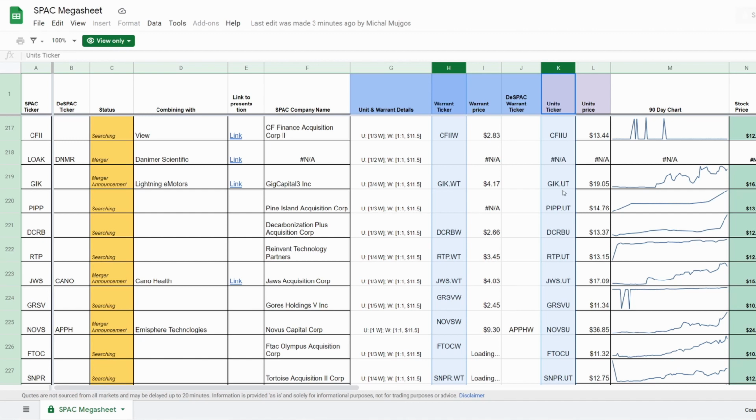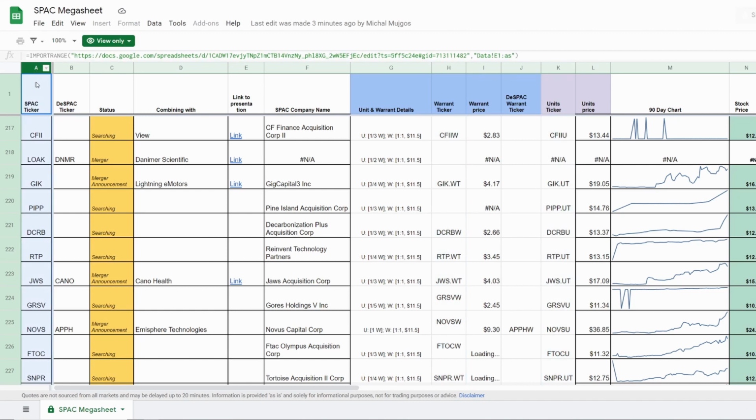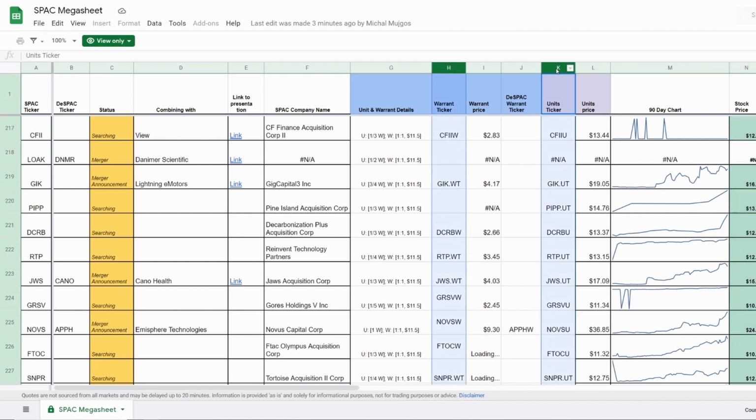These three tickers you are going to be using in case you want to trade this company before the merger. So if you want to trade the common stock, you are going to look at the SPAC ticker in the first column and then at the column of the stock price. But if you want to trade warrants or units, you will look at the warrant ticker and unit ticker columns, and right next to that you have the current price.